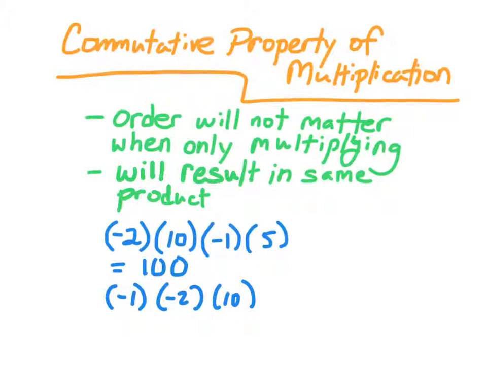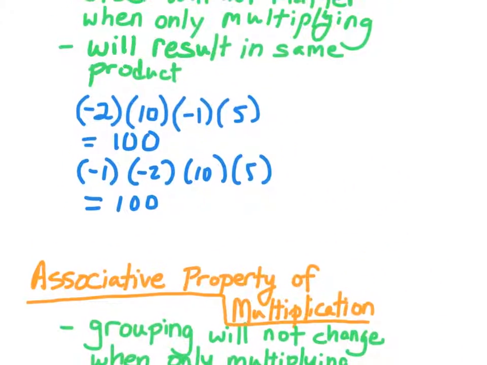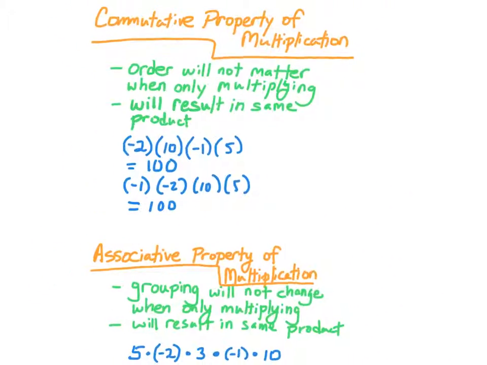Times, what am I missing here? 5, right? So notice I still get 100. Okay? All right. Every multiplication problem. That's the commutative property of multiplication.